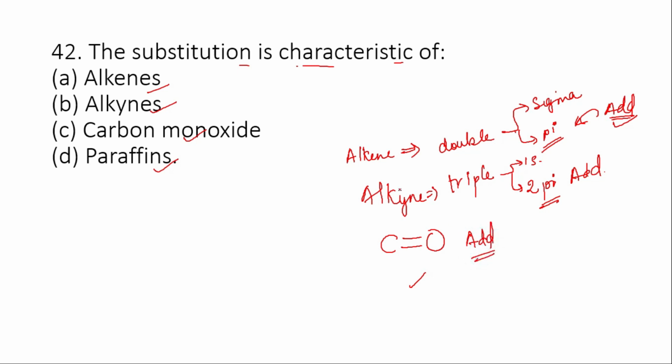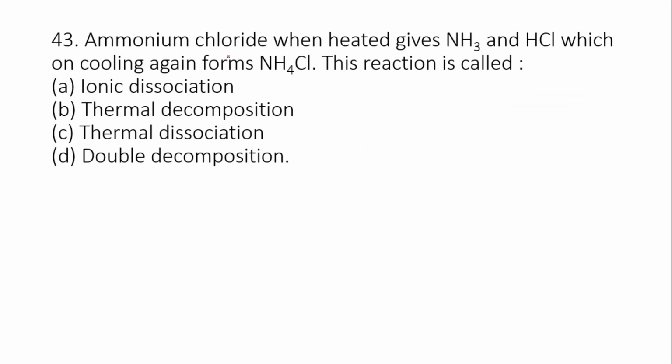You can do this question by the elimination process: alkenes cannot have substitution as the characteristic reaction, and alkynes cannot either, because they contain pi bonds, so the characteristic reaction will be addition. So what is left? Paraffin is left. So in this case you can say substitution can occur. I hope this is clear to you. This is how the elimination method can be used for choosing a correct option. Now moving to the next one.